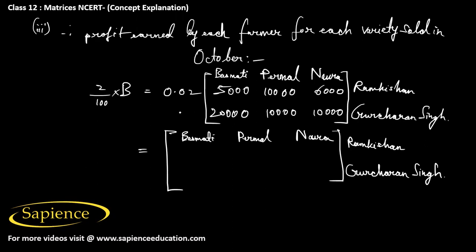For Basmati, it will be 0.02 into 5,000, so that will be 100. 0.02 into 10,000, so that would be 200. Then for Nora, it will be 60 into 2, that is 120. And this will be 200 into 2, that is 400. And this will be 100 into 2, that is 200. This will also be 100 into 2, that is 200. So these are the profits.